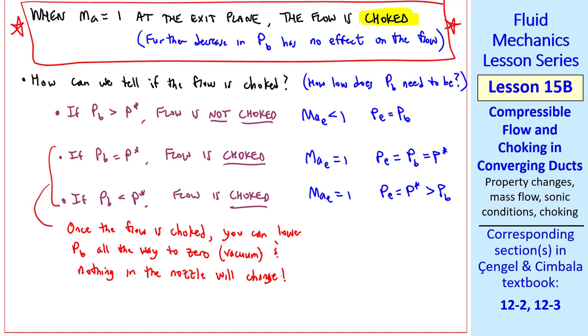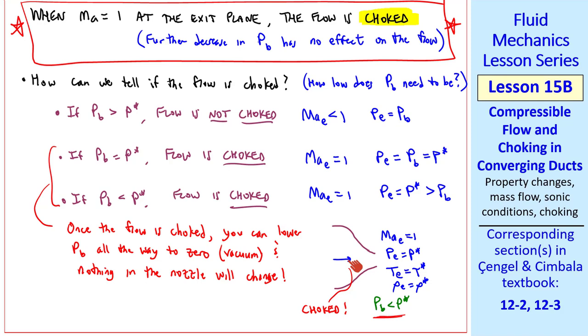So for any condition in which PB is less than P star, the Mach number at the exit plane is 1, the pressure at the exit plane is P star, TE equals T star, and rho E equals rho star, no matter how far you lower the back pressure. The flow in here remains constant and choked.